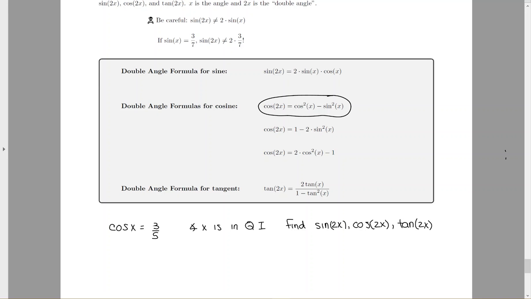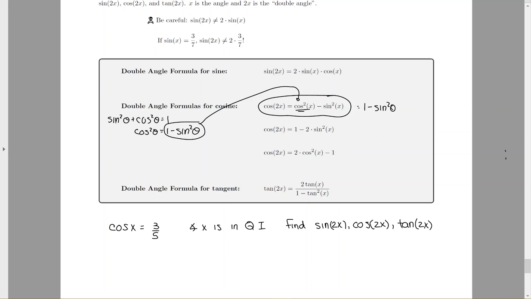The other ones you can derive by using Pythagorean's theorem, and that was sine squared theta plus cosine squared theta equals 1. And then, solving, for example, for cosine squared theta in this one, I'm going to get 1 minus sine squared theta. If I substitute in 1 minus sine squared theta in for cosine squared theta, I'm going to get 1 minus sine squared theta.